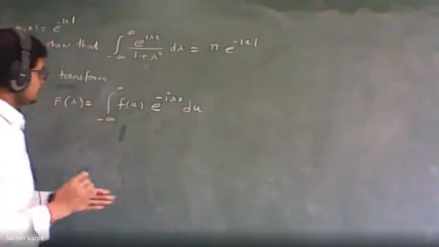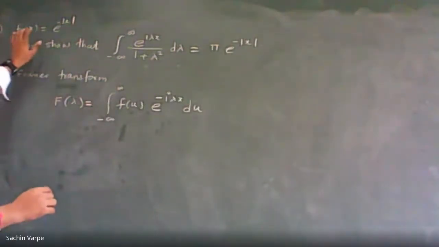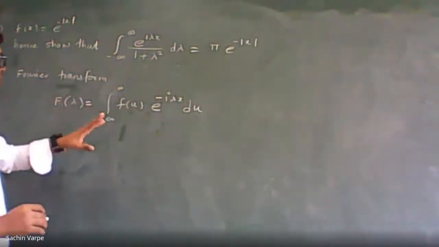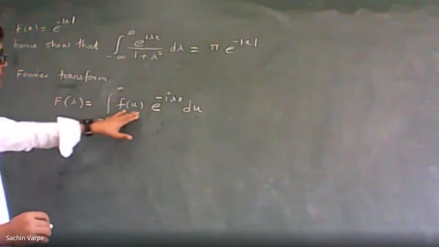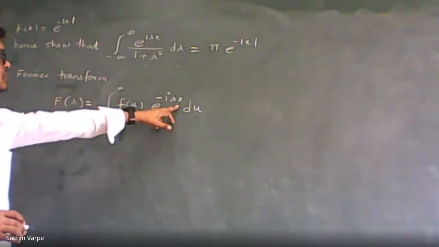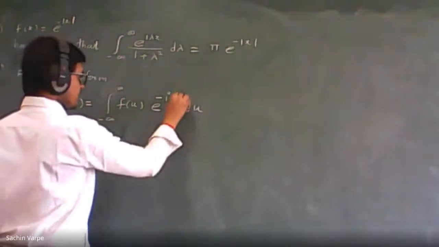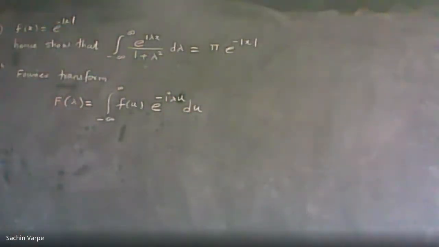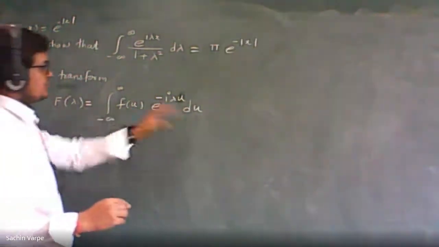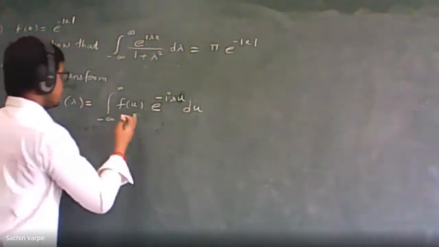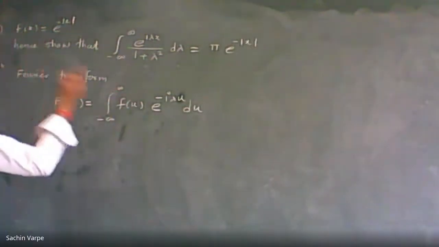Now, as the function is given in terms of x, and since this is a definite integral, we can change the variable of integration. But if we change it, we may get confused with this x. So it is e raised to minus i lambda u du. Or, if you are confused, since we have been given f of x, we can write its f of u there.